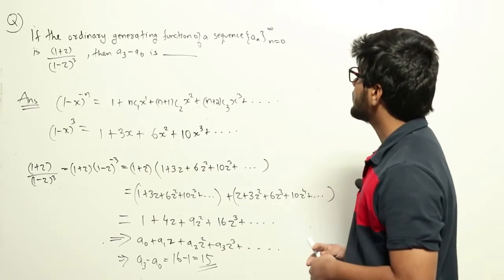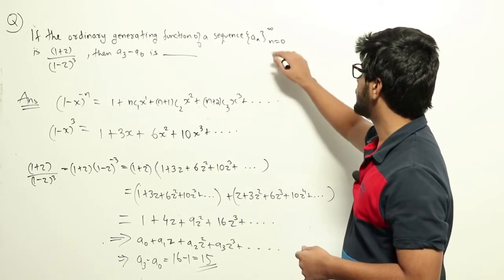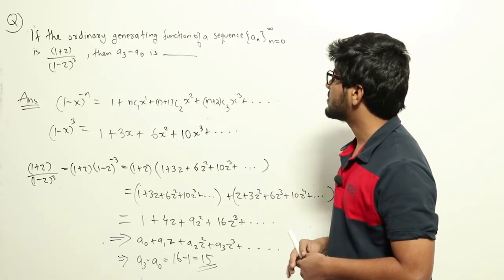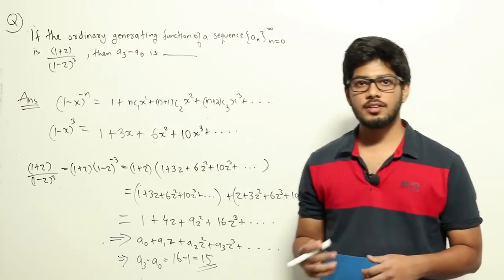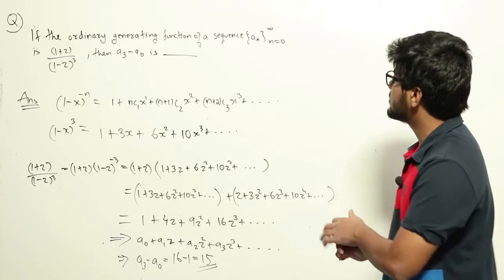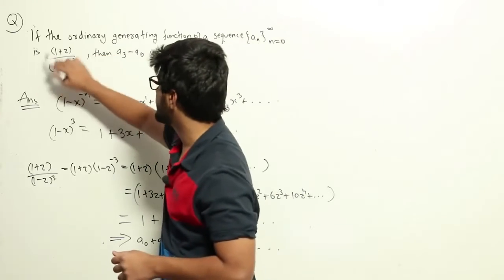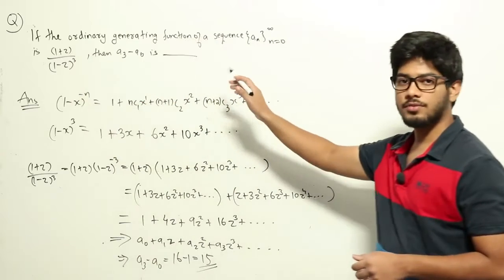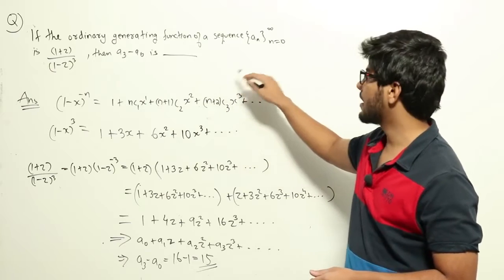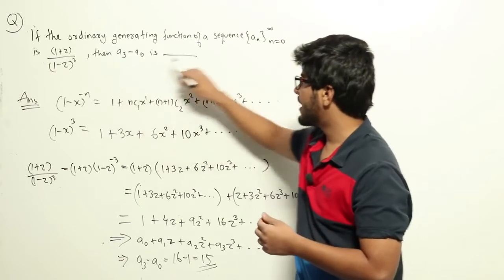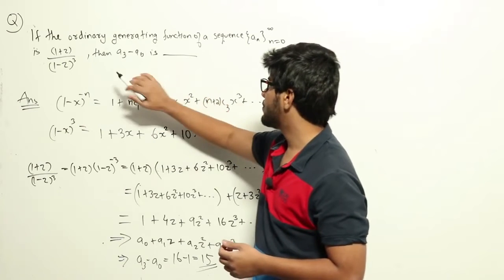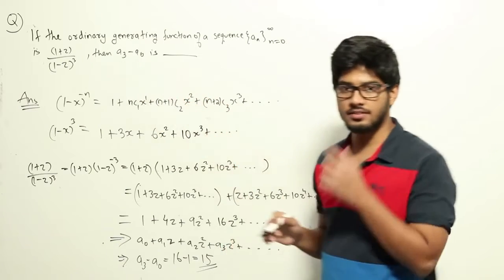If the ordinary generating function of a sequence n to infinity is 1 plus z by 1 minus z the whole cube, then a3 minus a0 is. So this is a question from engineering mathematics regarding generating functions for sequences. In the sequence they have given this closed form expression. We need to convert it to a form such that a0 plus a1x plus a2x square plus a3x cube, etc. So we need to convert this to that form, and from there we need to get the coefficients of a3 and a0 and then print what is the value of a3 minus a0.